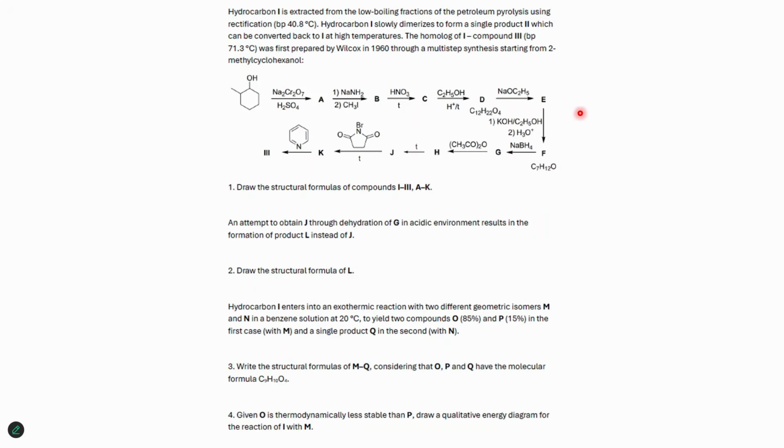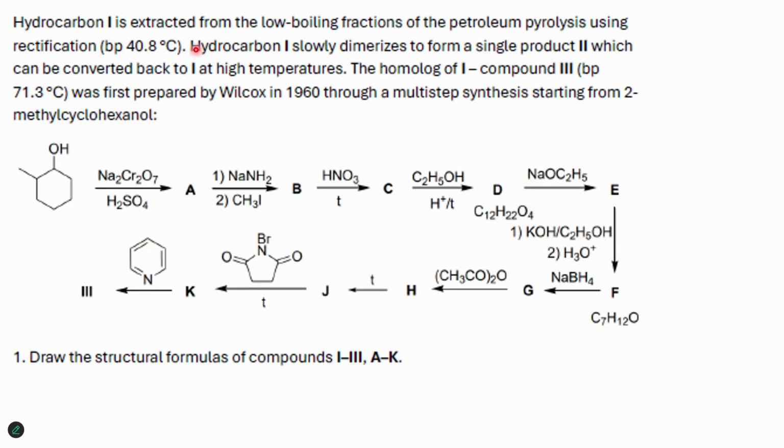So let's read it first. It says hydrocarbon 1 is extracted from low boiling fractions of petroleum pyrolysis using rectification. Hydrocarbon 1 slowly dimerized to form a single product 2, which can be converted back to 1 at high temperatures. And the homologue of 1, compound 3, was first prepared by Wilcox in 1960 through a multi-step synthesis starting from 2-methylcyclohexanol, and here is the synthesis, and they ask us to draw the structural formulas of all ciphered compounds.